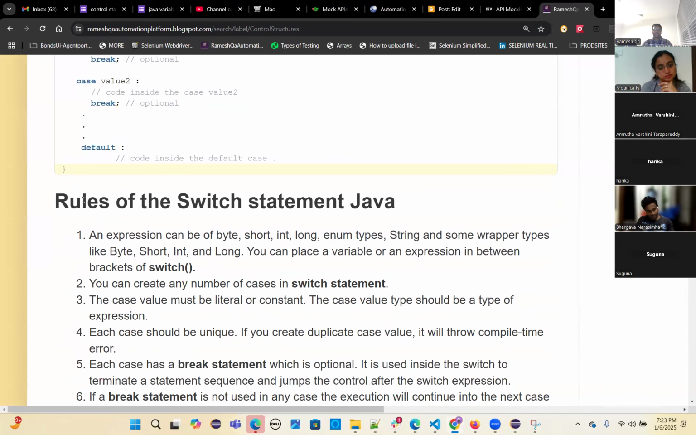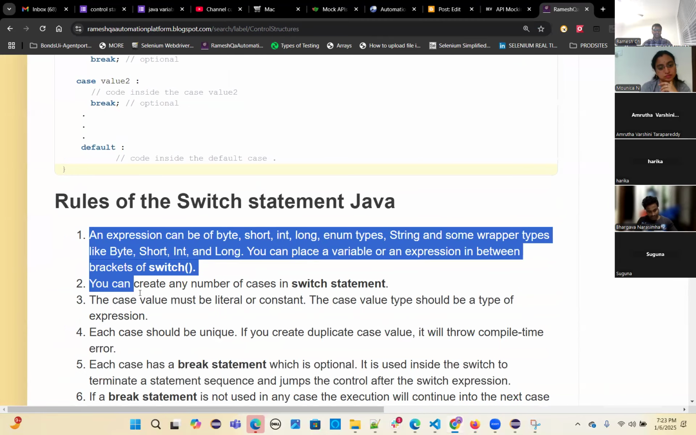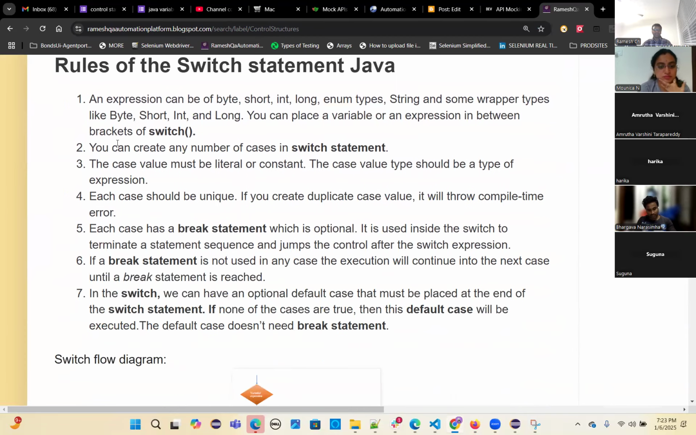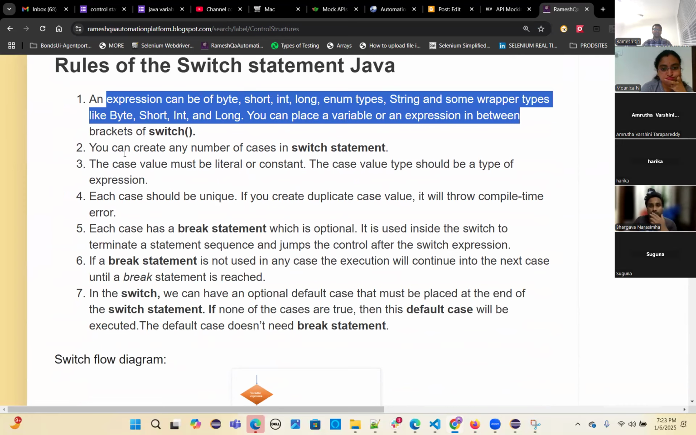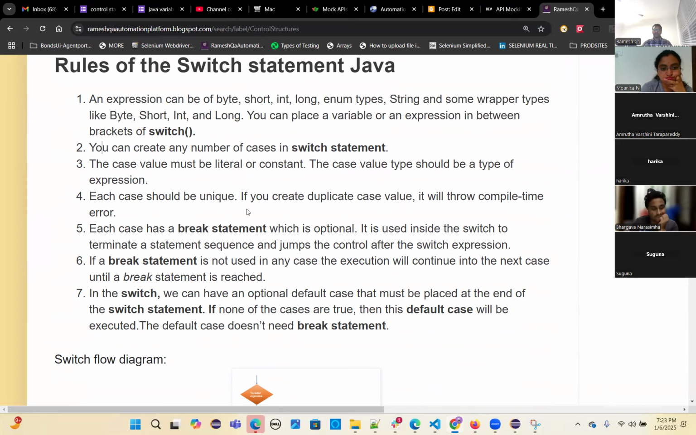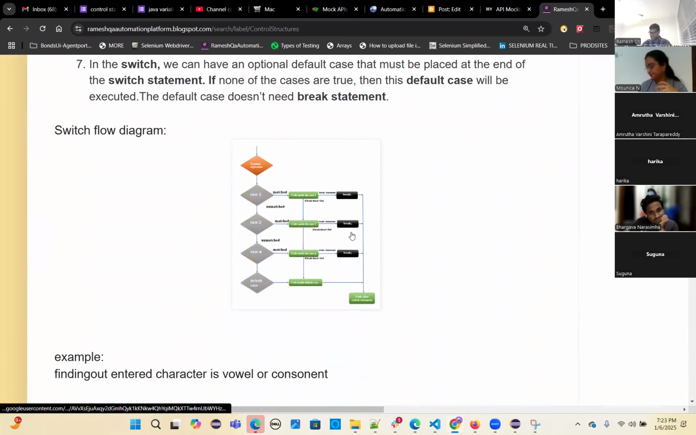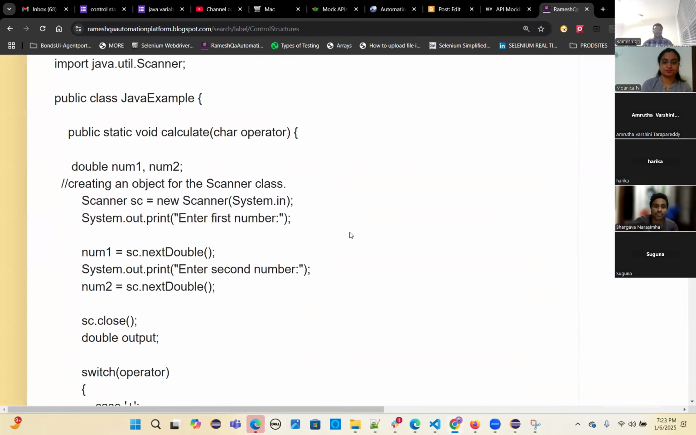Even the switch statement, all of this you read, so you will get interview questions here also. See, the expression can be of byte, short, int, long, enum types, string, and some wrapper types like Byte, Short, Integer, Long. So the expression can be any of those types.